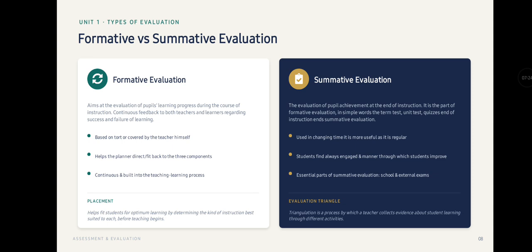Placement evaluation helps fit students for optimum learning by determining the kind of instruction best suited to each, before teaching begins. Evaluation triangulation is the process by which a teacher collects evidence about student learning through different activities.